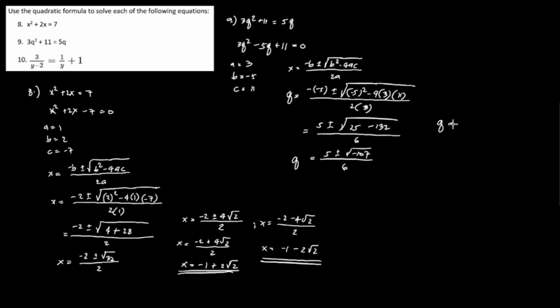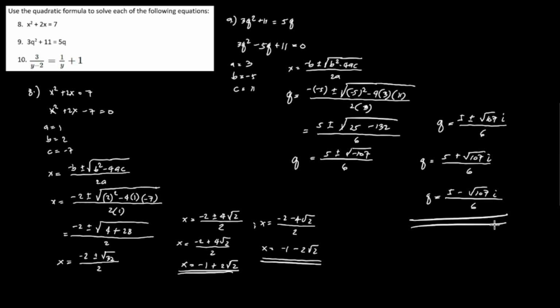And q is equal to 5 plus or minus the square root of negative 107. The negative sign gives an imaginary number, or i. So the square root of 107 and i, divided by 6. So q is 5 plus square root of 107i, divided by 6, and another q is 5 minus square root of 107i, divided by 6. So these are the values for problem number 9.